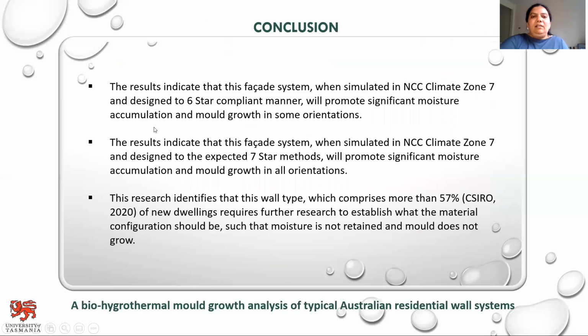So here, to conclude, the results indicate that this facade system, simulated in NCC Climate Zone 7 and designed in a 6-star compliant manner, will promote significant moisture accumulation and mold growth in some orientations. But as per the 7-star standards, all the orientations have evident moisture accumulation and mold growth within the wall system. This research identifies that this wall type, which comprises more than 57% of contemporary dwellings, requires further research to establish what material configuration should be adopted so that moisture is not accumulated and mold does not grow.